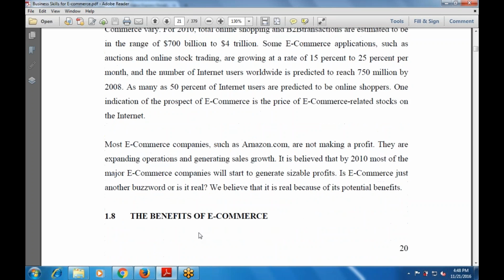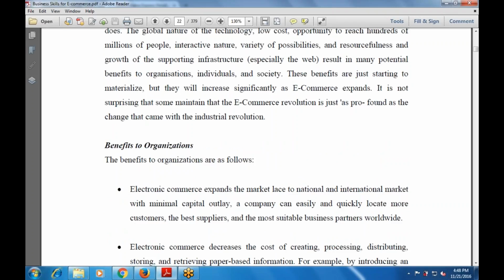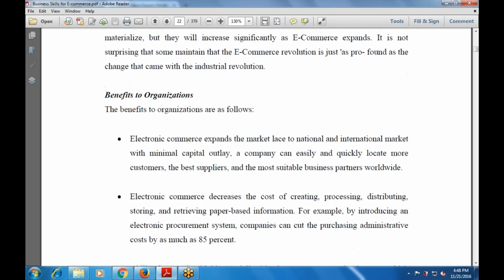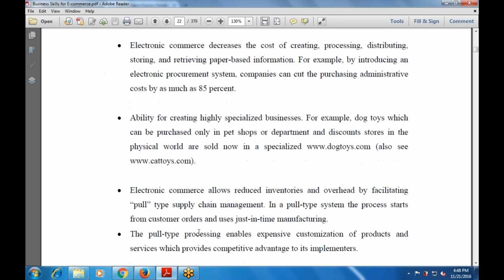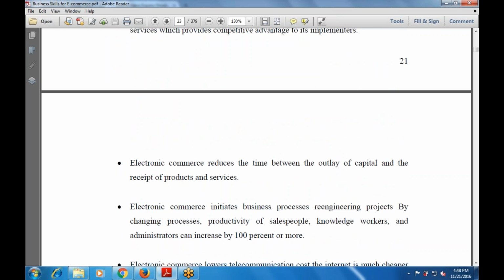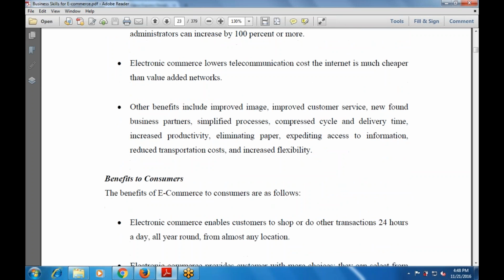Then the features and benefits of e-commerce. The benefit to the organization is that it expands the market to the national and the international market. E-business or e-commerce also decreases the cost of creating, processing, distributing, storing, and retrieving paper-based information. For example, introducing an electronic procurement system cuts the purchasing administration costs, and it also reduces the time because the outlay will be decreased.